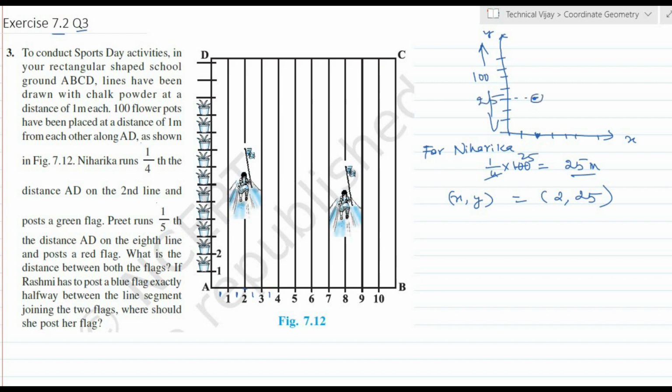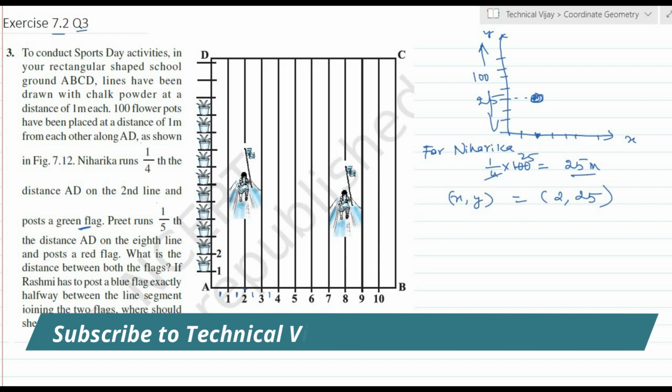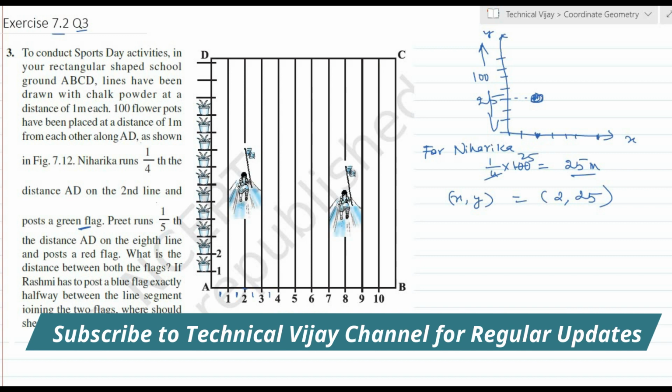So which flag is this? She posts a green flag. Okay, here the green flag is there. And next, Preet runs 1/5 of the distance AD in the 8th line. So here 1, 2, 3, 4, 5, 6, 7, 8th. So assume this is the 8th line and this is 1/4.